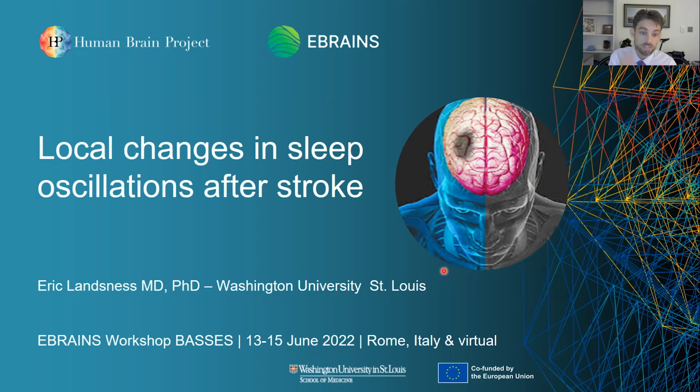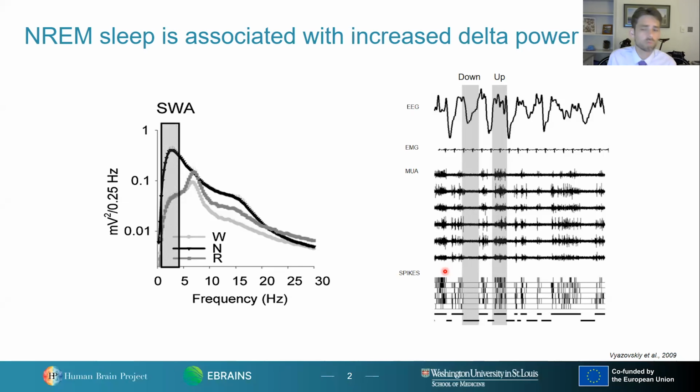So today I'm specifically going to be talking about how sleep oscillations change after stroke. And to do that, I'm going to start with some introductory slides where we all know that non-REM is associated with increased delta or slow wave activity. That's the manifestation on the EEG of waves that we think are the result of cortical pyramidal neurons firing on and off for up and down states.